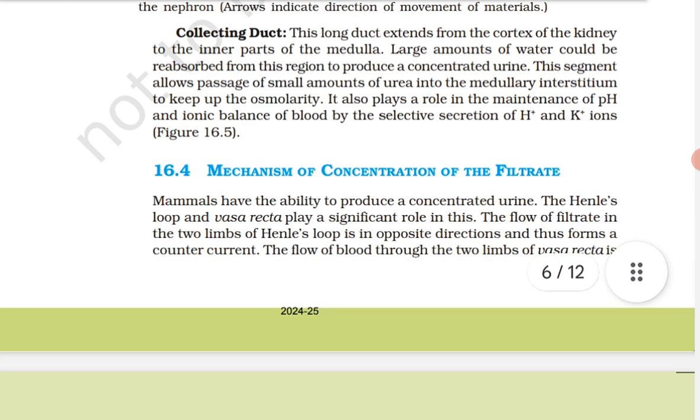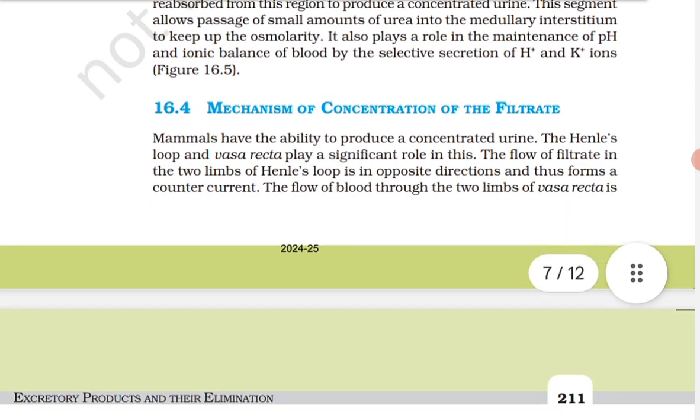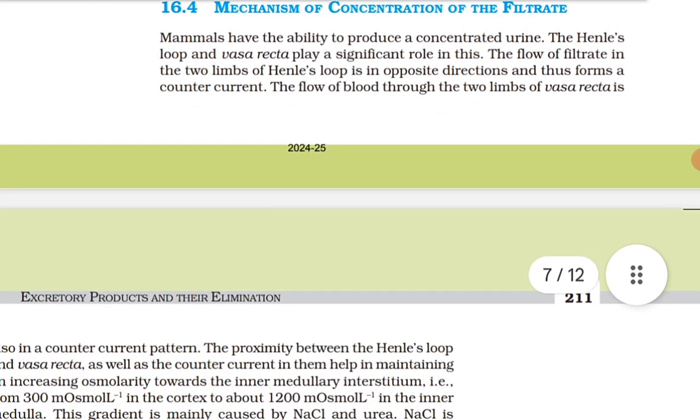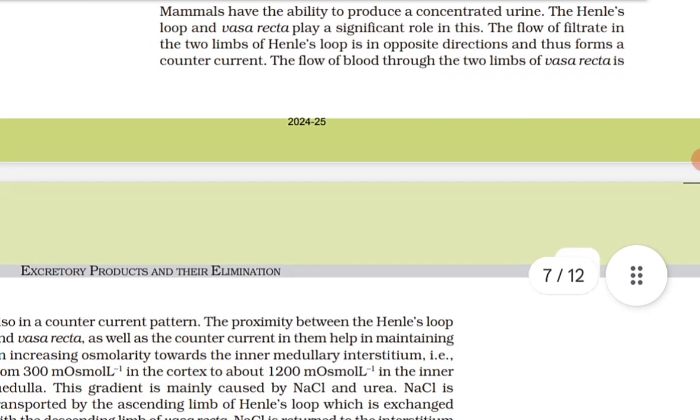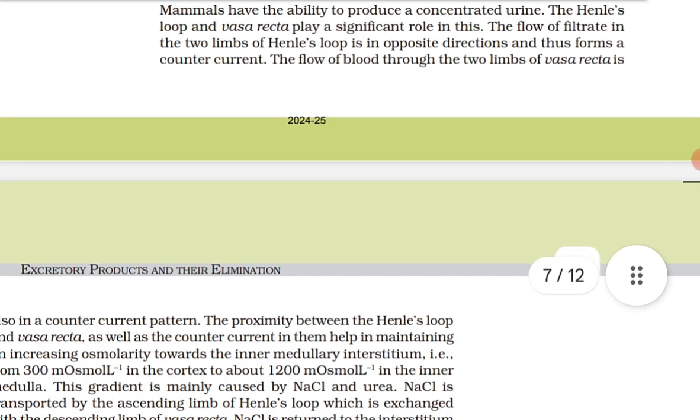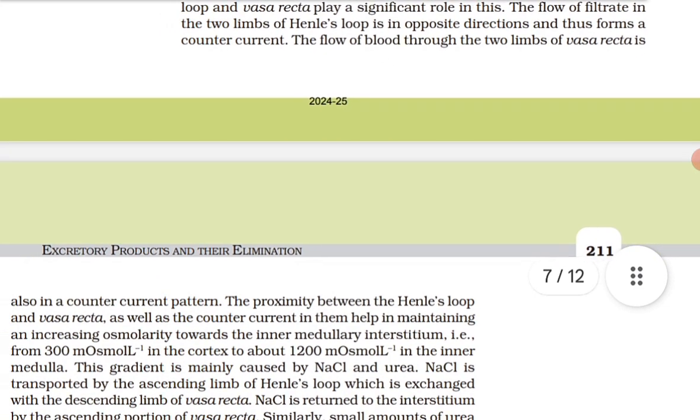NaCl is transported by the ascending limb of Henle's loop, which is exchanged with the descending limb of the vasa recta. Understood? NaCl is returned to the interstitium by the ascending portion of vasa recta. Similarly, small amounts of urea enter the thin segment of the ascending limb of the Henle's loop, which is transported back to the interstitium by the collecting tubule.